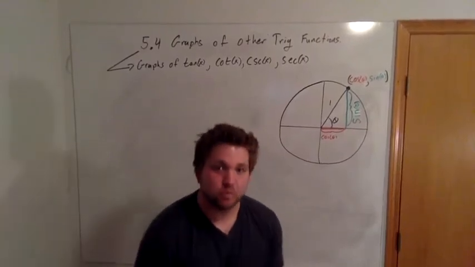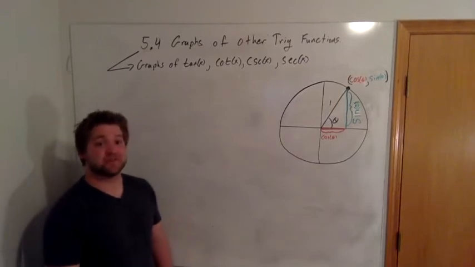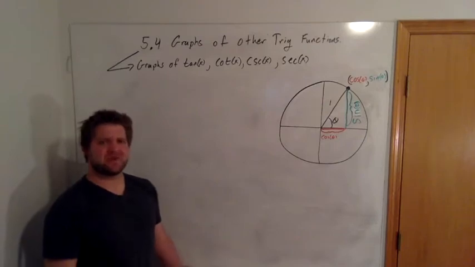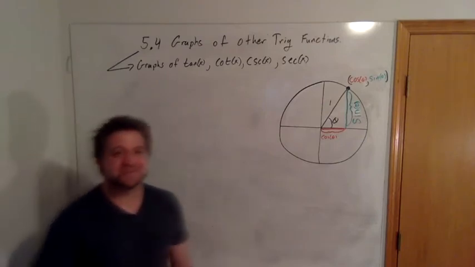Hello everyone. What we'd like to do in this video is take a look at the graphs of the other four trig functions that we haven't seen yet. We've seen the graph of sine, we've seen the graph of cosine. What's the graph of tangent look like? What's the graph of cotangent look like? What does cosecant look like, and what does secant look like?